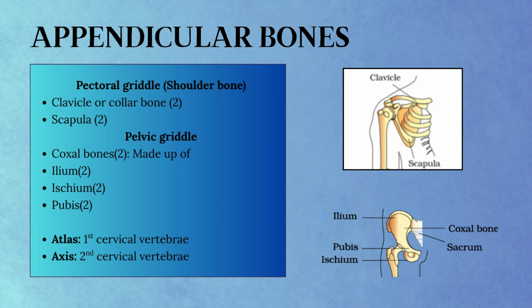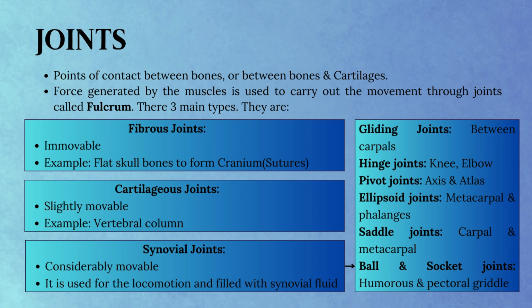Joints. Points of contact between bones, or between bones and cartilages, are called joints. Force generated by the muscles is used to carry out the movement through joints, called the fulcrum. There are 3 main types of joints. They are fibrous, cartilaginous, synovial.